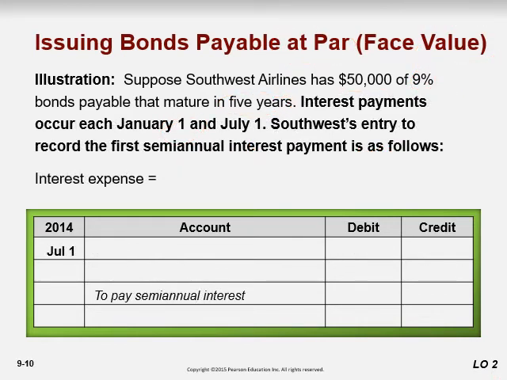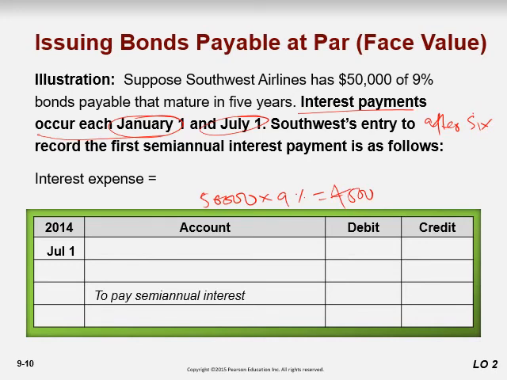What is the treatment for interest payments? The question mentioned that interest payments occur January 1st and July 1st, which means after 6 months. We call it semi-annually, which means 2 times in a year. So what will be the interest expense? How will it be calculated? 50,000 multiplied by 9% is 4,500, right? And we want to find it for 6 months, so 6 by 12. The answer would be 2250, right?